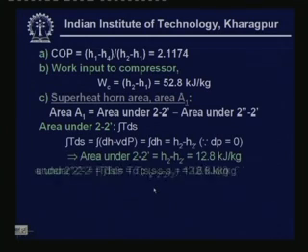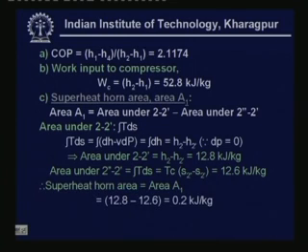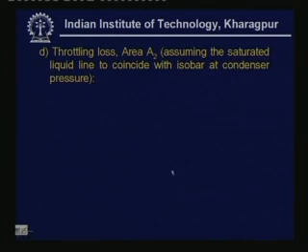All this is shown to you, and if you substitute the values, you find that area under 2 dash is 12.8 kilojoule per kg, and area under 2 double dash to 2 dash, which is the rectangular area, is 12.6 kilojoule per kg. So, from these two we find that the superheat horn area is equal to 12.8 minus 12.6, that is 0.2 kilojoule per kg. Now let us find out the throttling area.